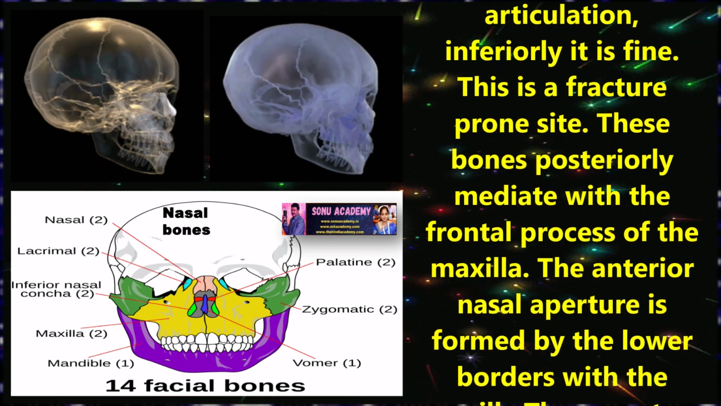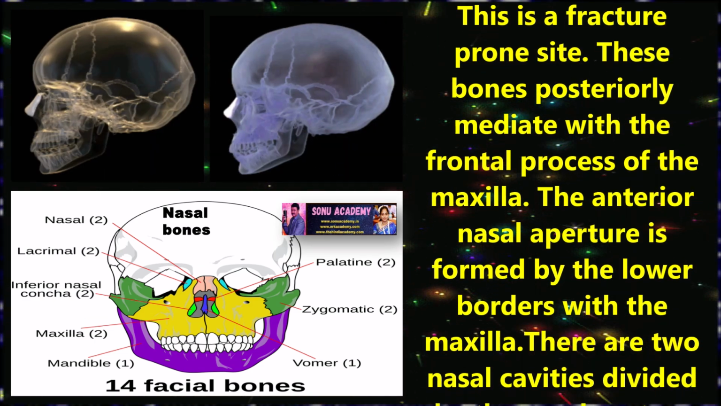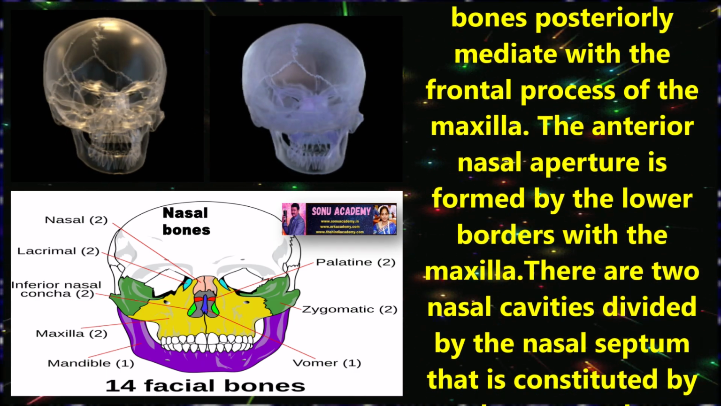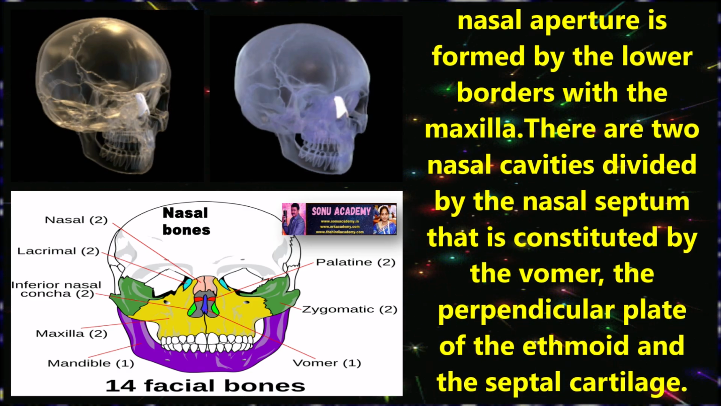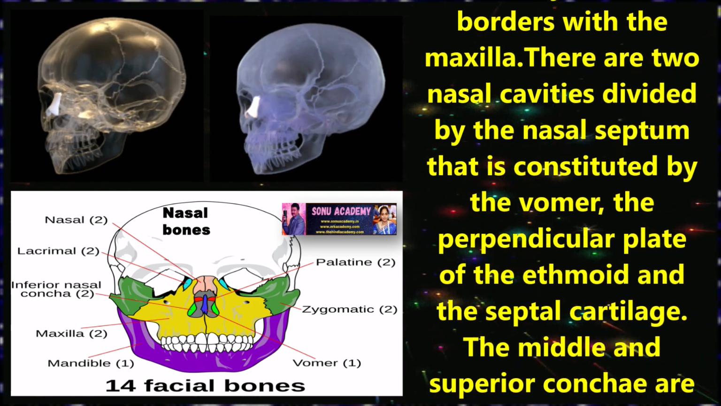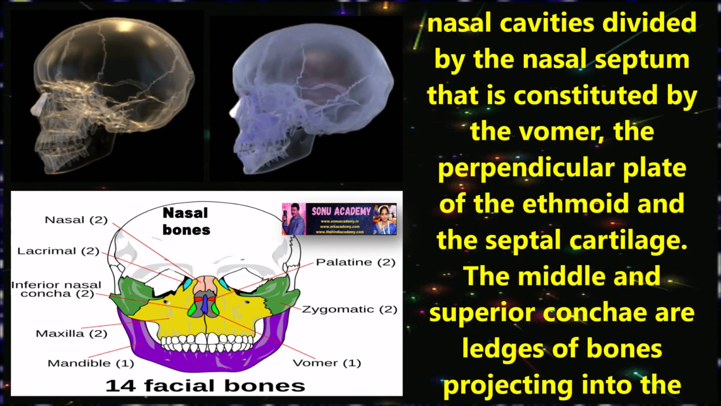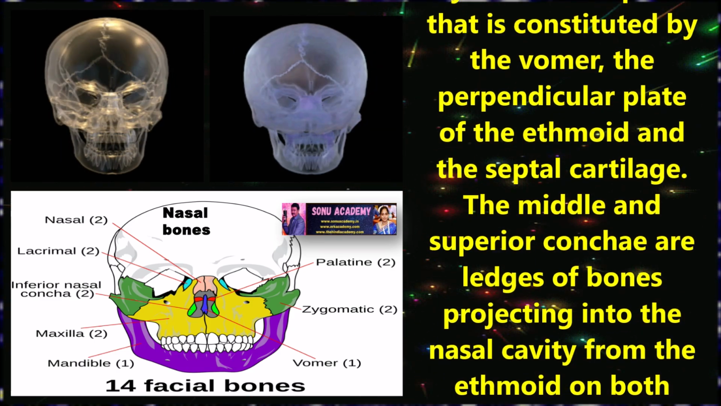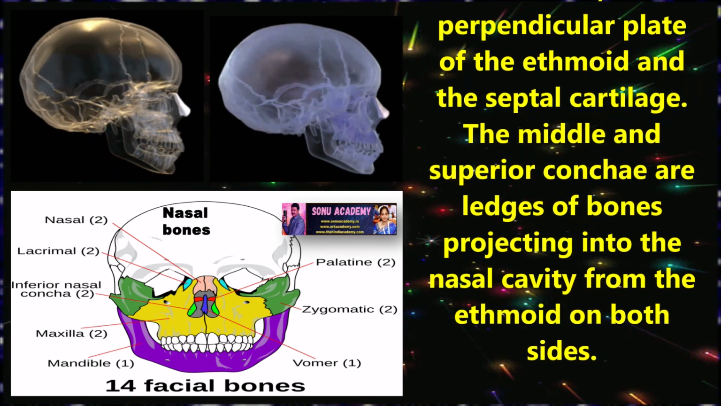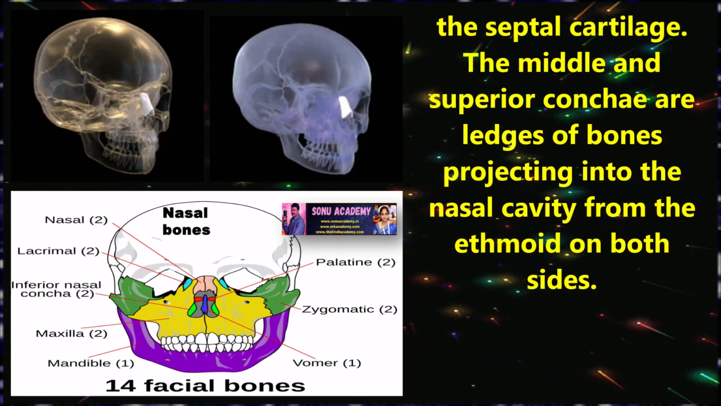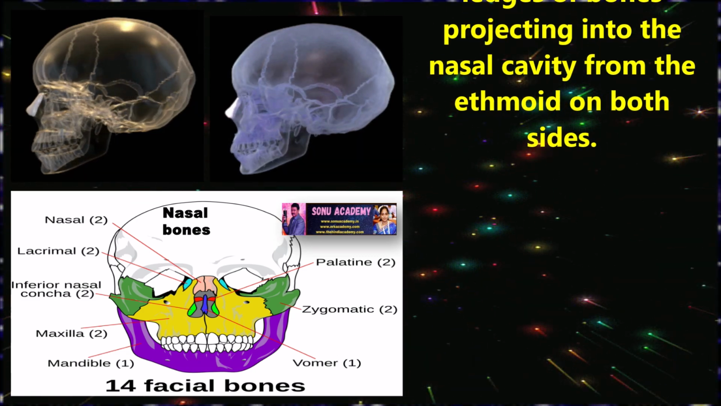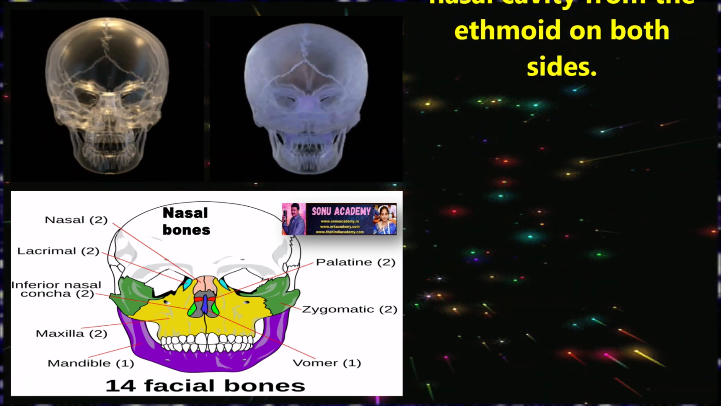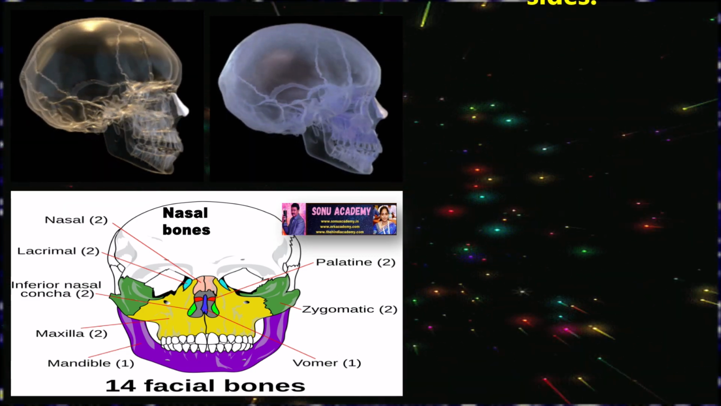These bones posteriorly articulate with the frontal process of the maxilla. The anterior nasal aperture is formed by the lower borders with the maxilla. There are two nasal cavities divided by the nasal septum, which is constituted by the vomer, the perpendicular plate of the ethmoid and the septal cartilage. The middle and the superior conchae are concave edges of bone projecting into the nasal cavity from the ethmoid on both sides.